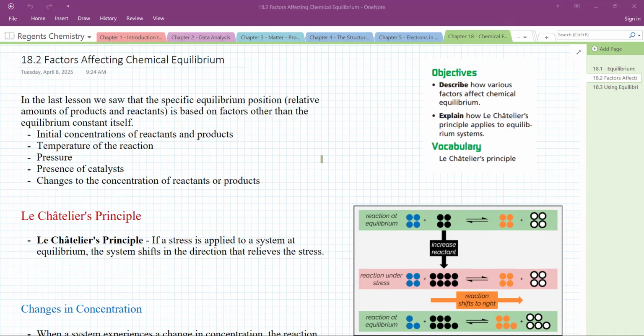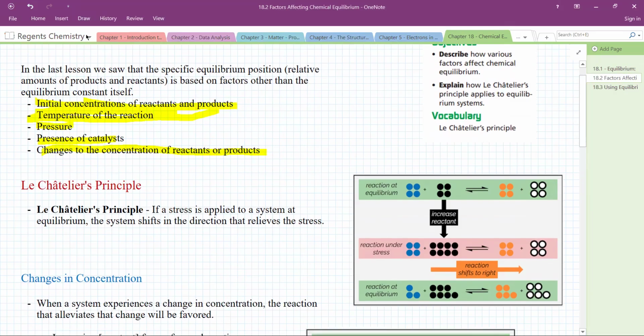Okay. So in the last video, we looked at specific equilibrium positions, right? The relative amounts of products and reactants, and we learned that it's based on factors other than the equilibrium constant itself. Some factors that it can depend on are our initial concentrations of reactants and products, our temperature of the reaction, our pressure, the presence of catalysts, changes in the concentrations of reactants and products, like if I'm extracting out my product, right? So all of these things can have a factor on the equilibrium. They play a role in the equilibrium. They'll decide where exactly our reaction is sitting at equilibrium.